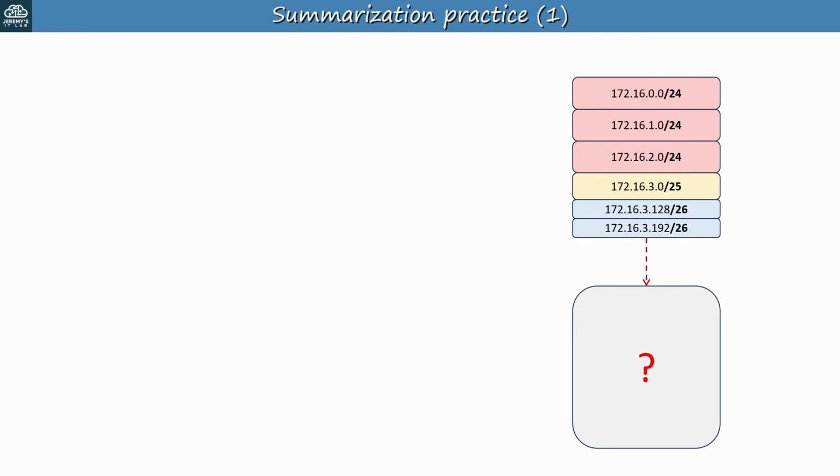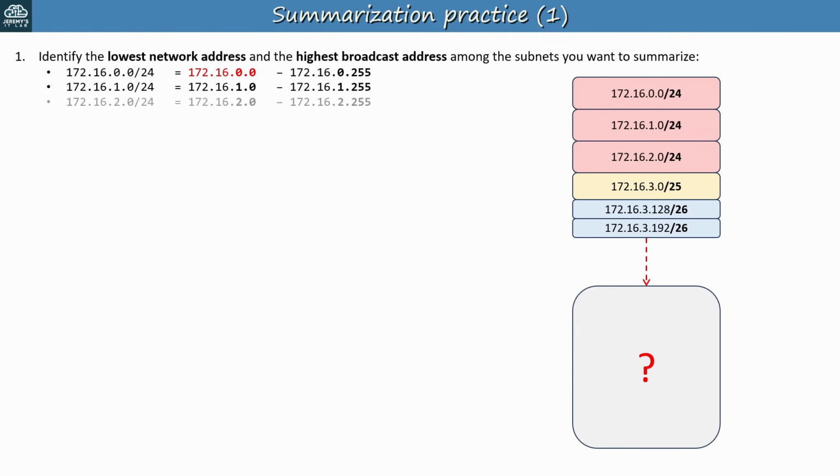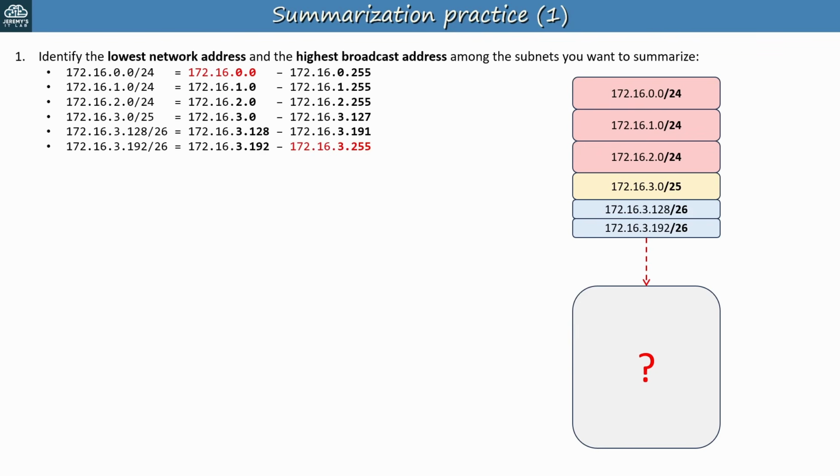Okay, let's go through it. First, identify the lowest and highest addresses in the range. Here they are, from 172.16.0.0 to 172.16.3.255. You don't actually have to write out the range of every single subnet like I did here. The lowest address is clearly the network address of the first subnet, and the highest address is the broadcast address of the last subnet, so you can just write out those two to save time.